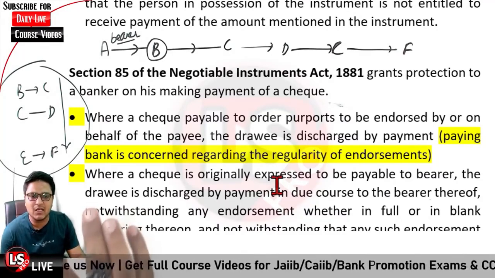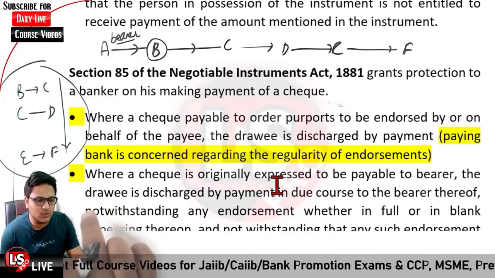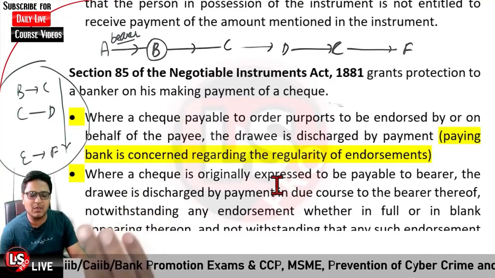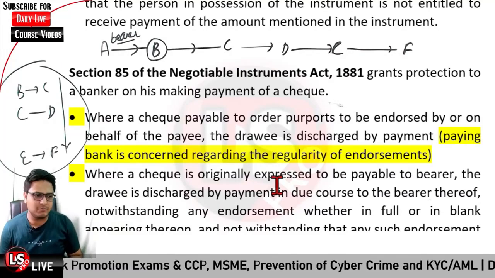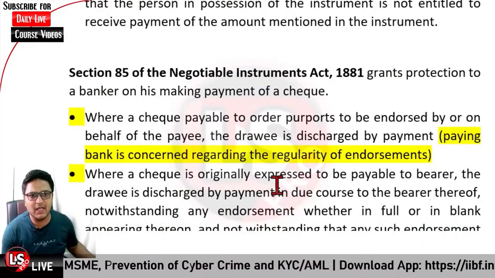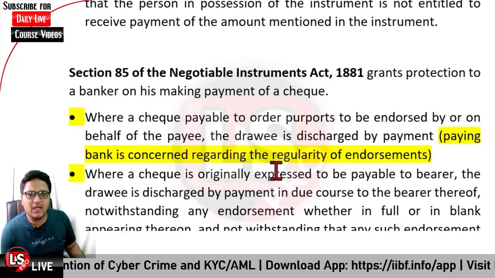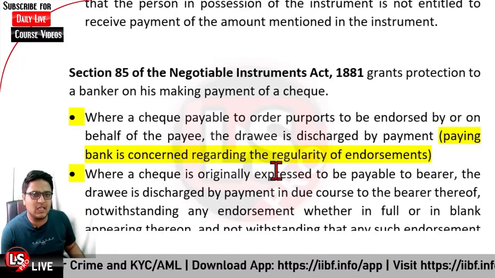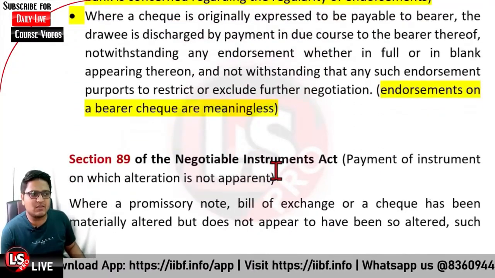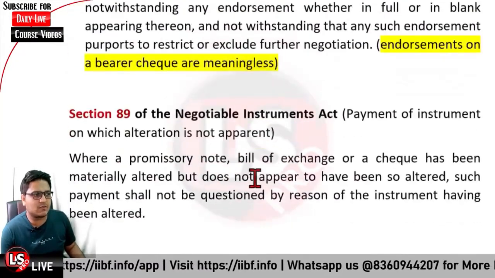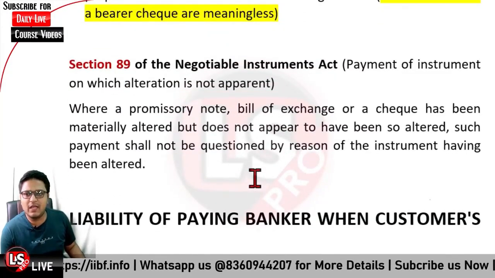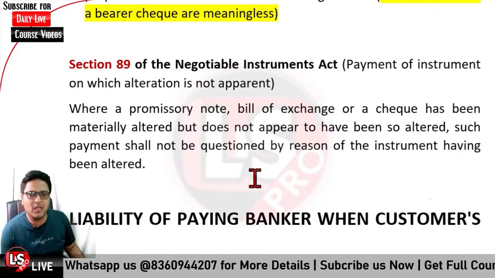Because once a bearer is always a bearer, so bearer check में आपको endorsements को check ही नहीं करना. Okay, so that is covered under section 85. And section 85A stipulates the same about the drafts. And further, section 89, again very important, protection to paying banker.